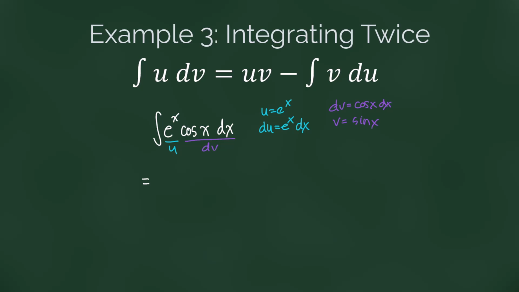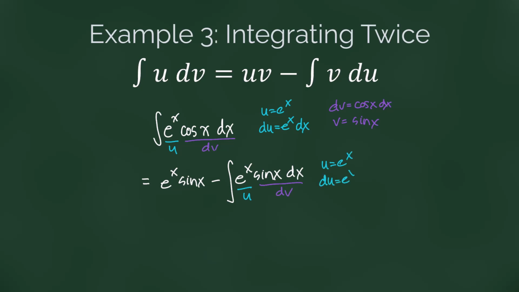When we plug into our formula, we'll get u times v is e to the x sine x, and the antiderivative of v du is sine x e to the x dx, which we'll rearrange as e to the x sine x dx, which looks an awful lot like the thing we started with. Before we give up, we'll try doing this one more time. So once again, we'll let u be e to the x. We'll let dv be the remainder of the function, so sine x dx.